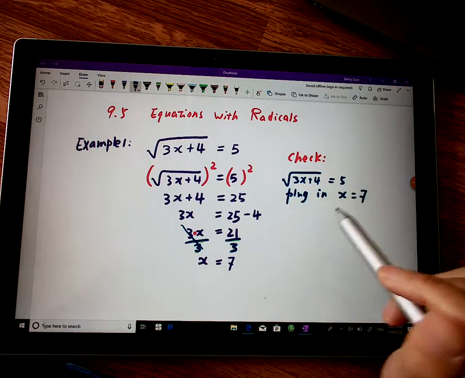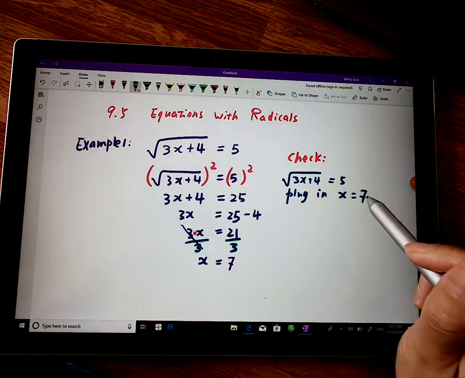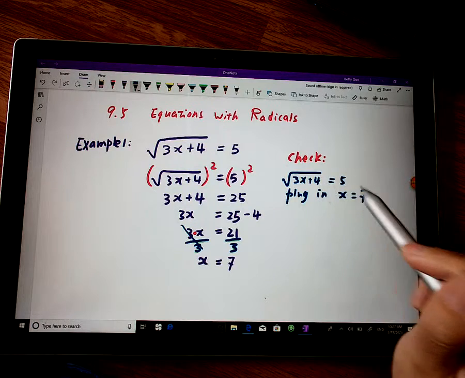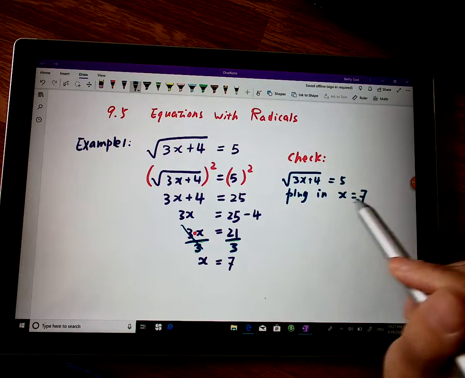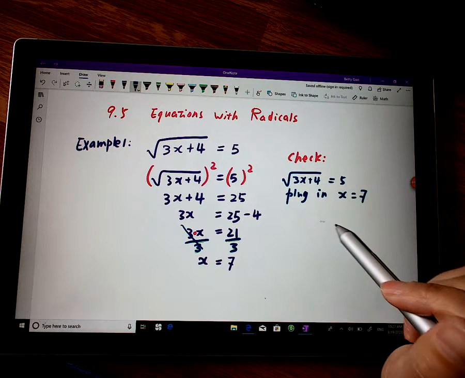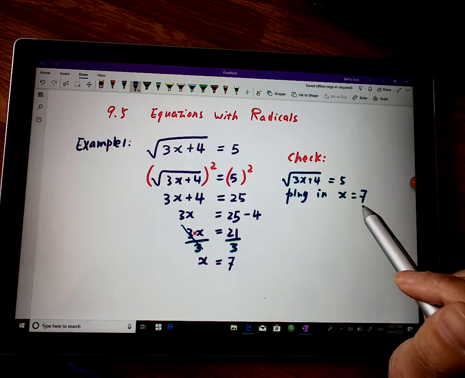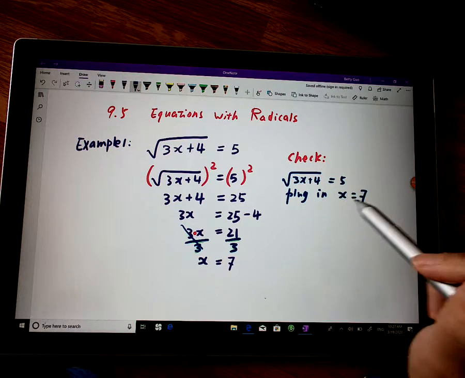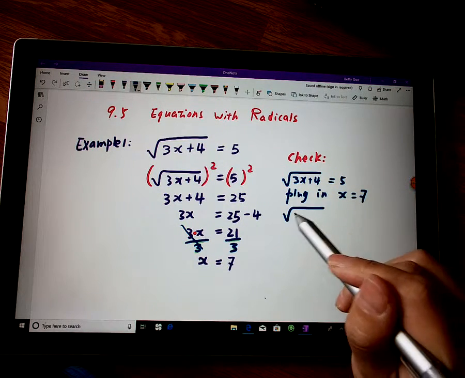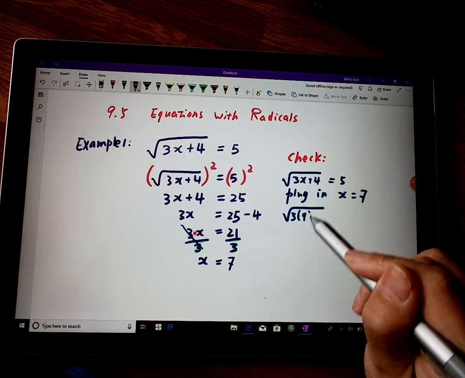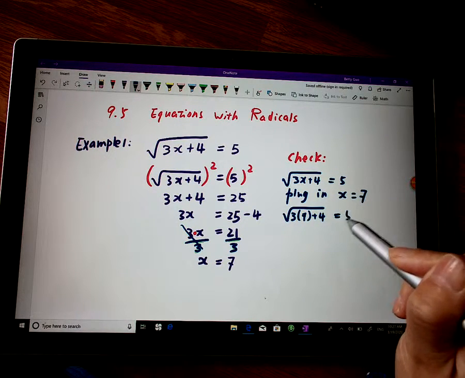After we plug in, if we have a true statement, it means 7 satisfies the original equation. Of course, 7 is the actual solution. Otherwise, if we plug in and get a contradiction, that means 7 is not the actual solution. It is extraneous. We plug in square root 3 times 7 plus 4 equals 5.